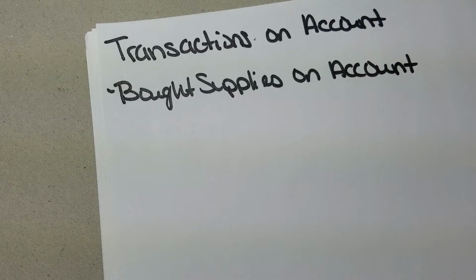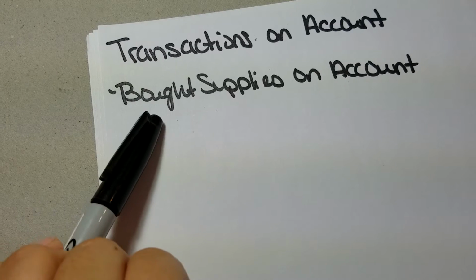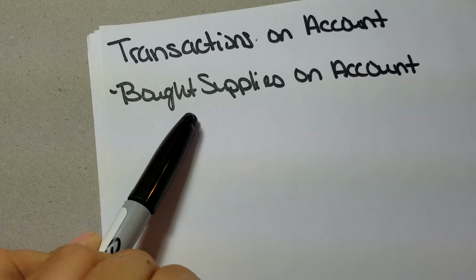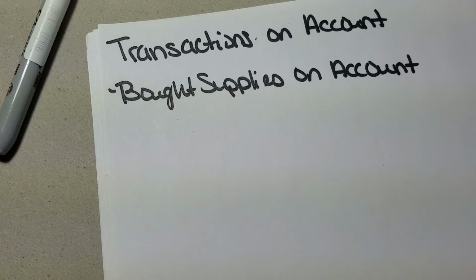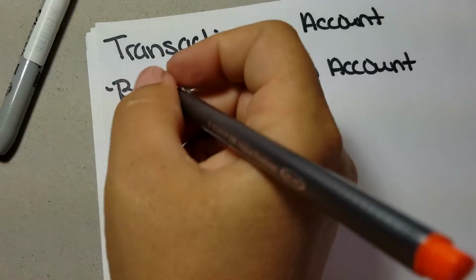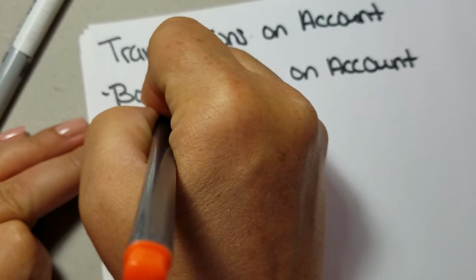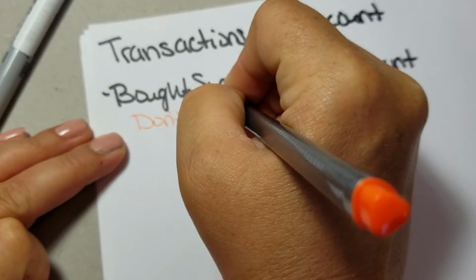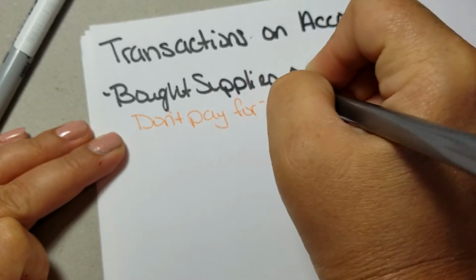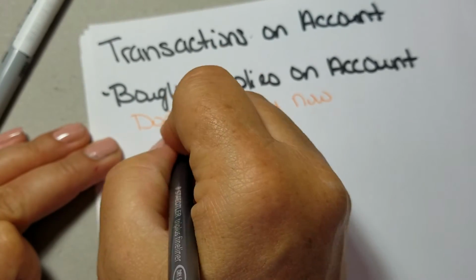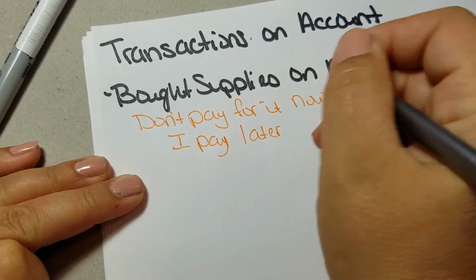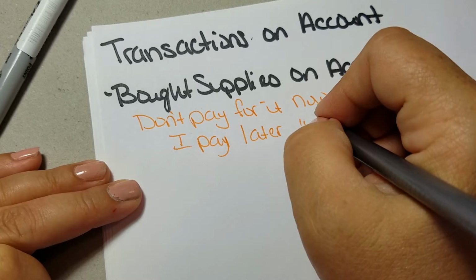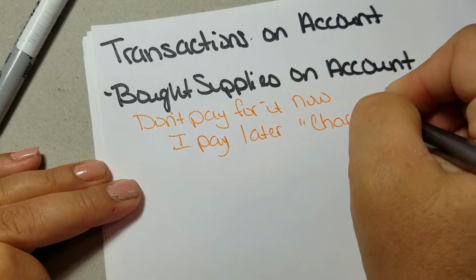So when I'm buying supplies on account, I'm not paying for it now. I'm going to pay for it later. I don't pay for it now. I pay later. Typically, you can hear this said as charge it.